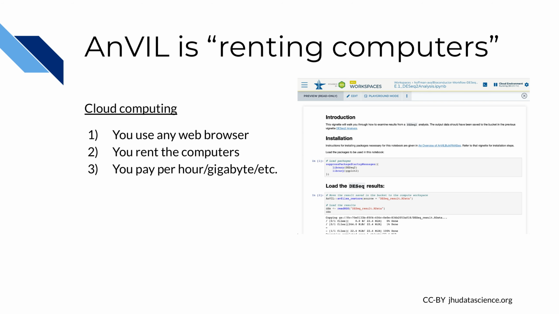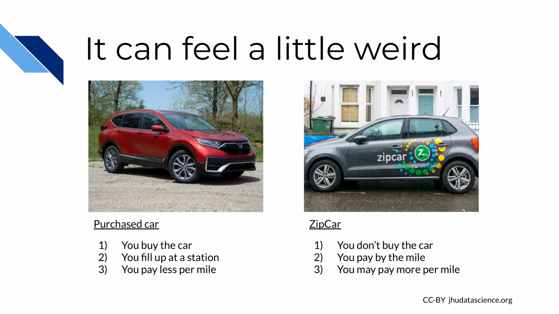Importantly, there are ways of pre-configuring these rented computers so that the software you need comes already installed. This can be a bit odd if you're used to maintaining your own computers. One analogy that may be a bit more familiar is the difference between owning a car and borrowing a car through a service like Zipcar. Similar to Zipcar, on AnVIL you pay each time you use the platform, only pay for what you use, and do not have to worry about continuously maintaining or upgrading your computing infrastructure.